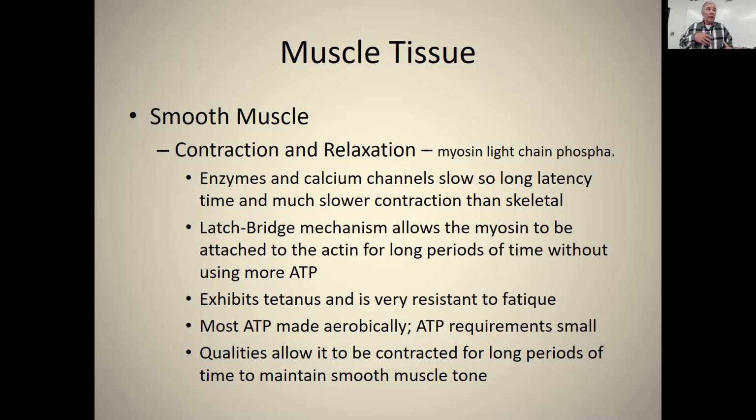muscle tone. So remember, all of your smooth muscle is actually always partially contracted. You can have skeletal muscle that's completely relaxed. Even cardiac muscle can be completely relaxed during diastole. But smooth muscle is always partially contracted. In blood vessels, otherwise your blood pressure would fall to practically nothing, and you'd faint and die. And even your small intestine is always partially contracted.